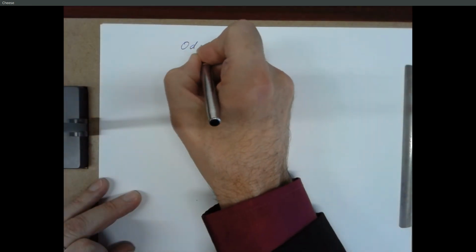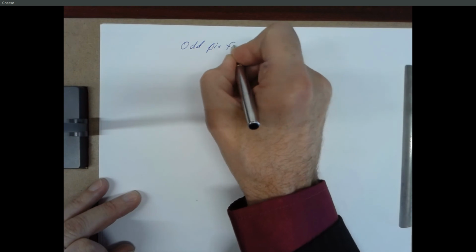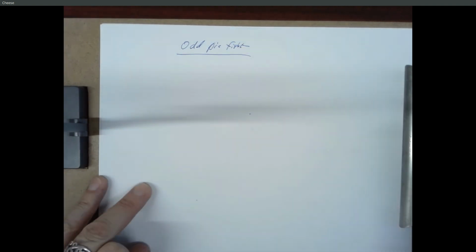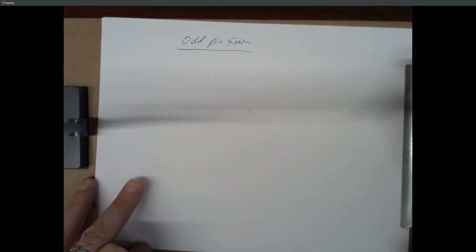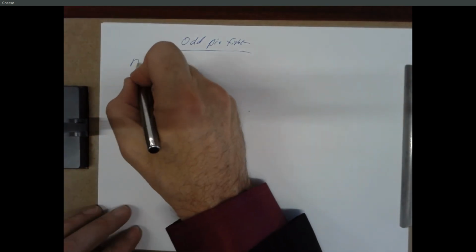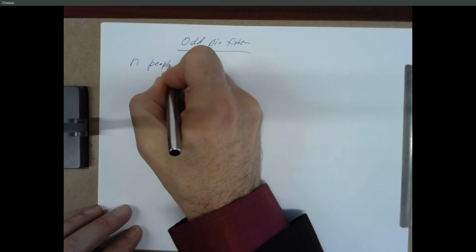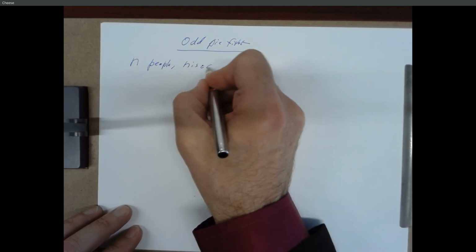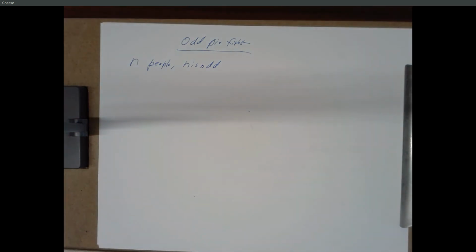All right, so let's look at a weird one. Let's look at pie fights. In particular, we're going to study what's called an odd pie fight. So what is an odd pie fight? You have an odd number of people. And each person is given a pie to hold.